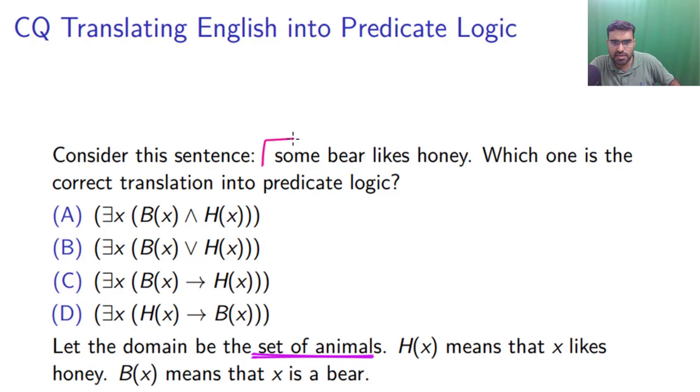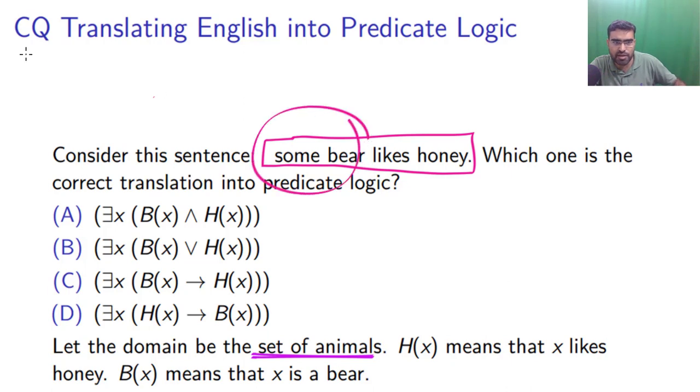The statement is, some bear likes honey. This is a standard template. It means at least one bear likes honey. Remember, the domain is the set of all animals. So your variable x will refer to the domain, and the domain is the set of all animals. So I can say your variable x is simply an animal.